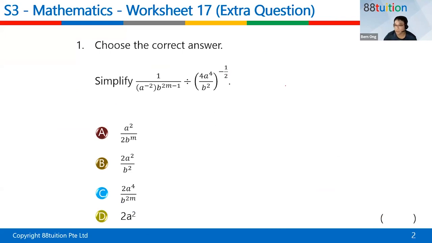All right, so extra questions. We'll be doing some extra questions for indices. It's not in your worksheet number 18. This is just a recap.